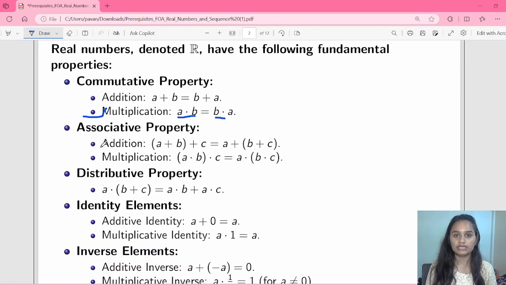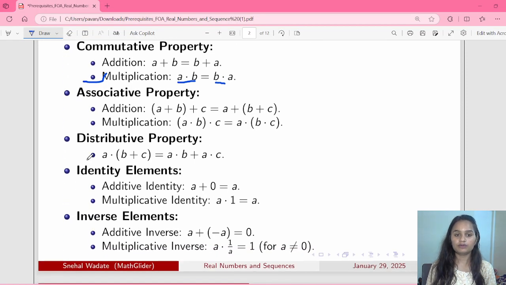Then we have the associative property for real numbers. That means addition is associative. If we add a plus b first and then we add c, that will be the same as if we add b plus c first and then we add a to it. And multiplication is also associative. That means if we multiply ab first and then multiply it by c, it will be the same thing as a multiplied by b into c first and then we multiply a to it.